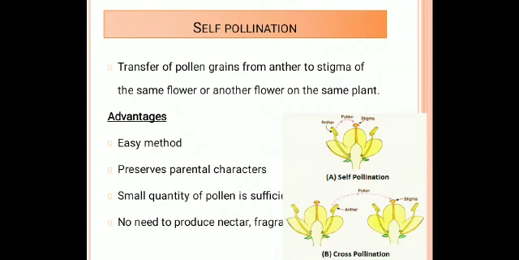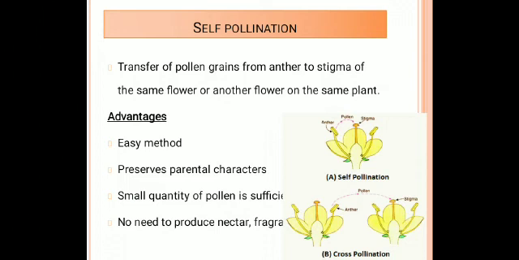Self pollination generally takes place in bisexual flowers. Why does it take place in bisexual flowers? Because both male and female gametes are present in the same flower. It may also occur between unisexual flowers; in some unisexual flowers, self pollination also happens.